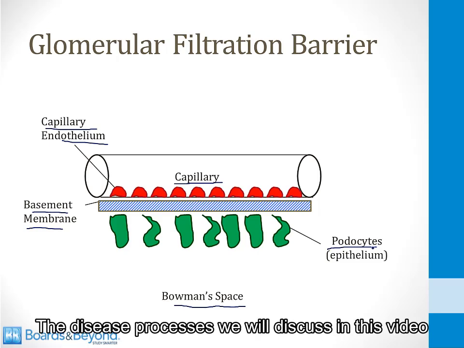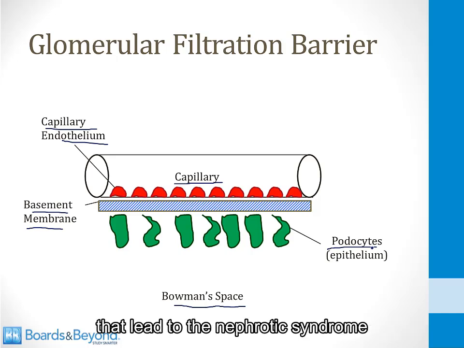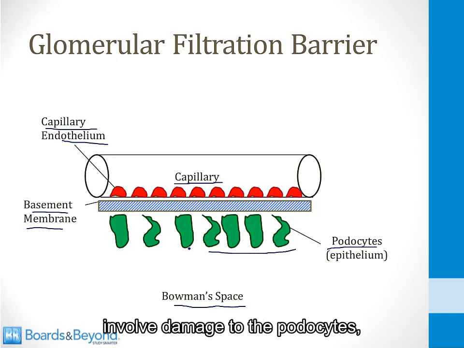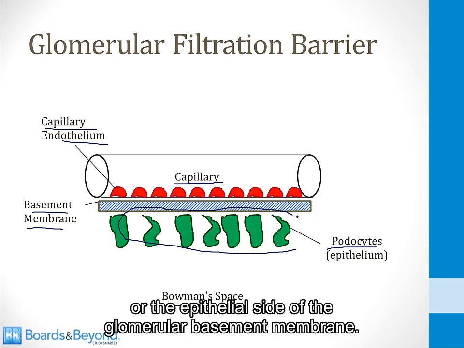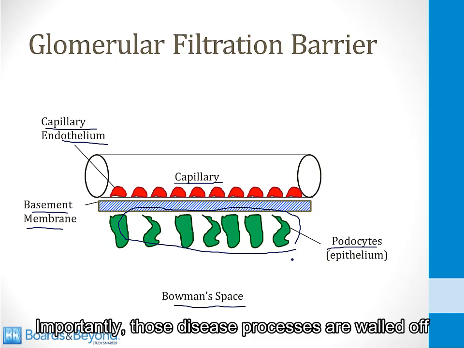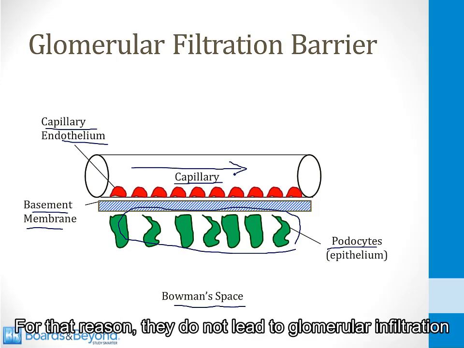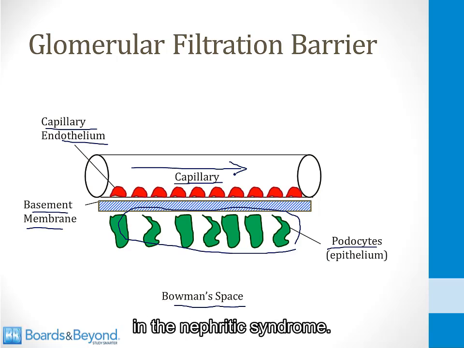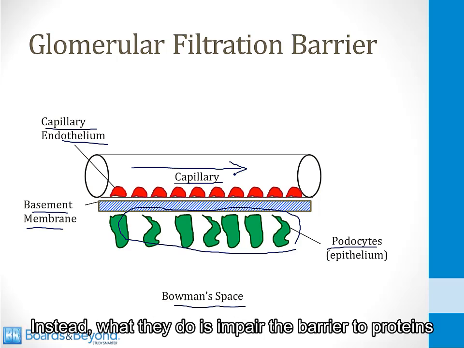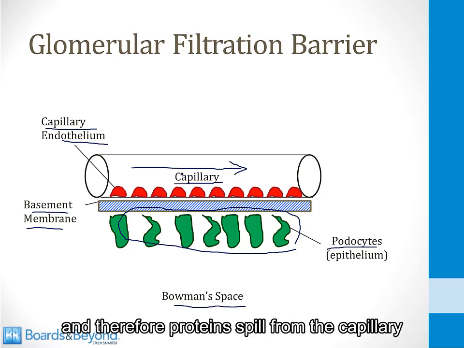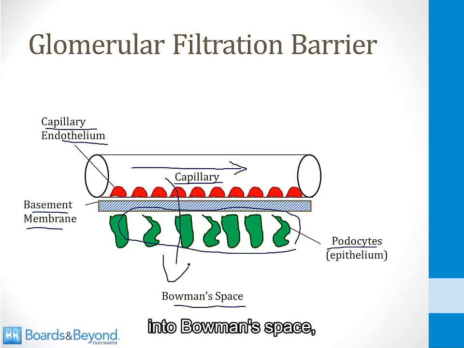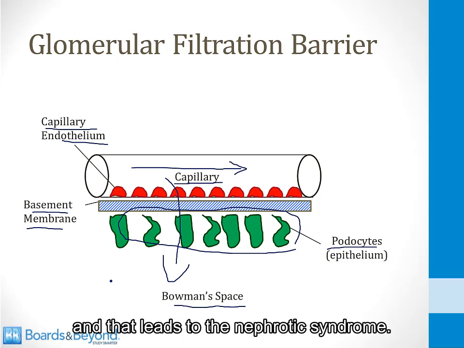The disease processes we will discuss in this video that lead to the nephrotic syndrome involve damage to the podocytes or the epithelial side of the glomerular basement membrane. Importantly, those disease processes are walled off from elements in the blood, including inflammatory cells. For that reason, they do not lead to glomerular infiltration and the nephritic syndrome. Instead, what they do is impair the barrier to proteins, and therefore proteins spill from the capillary into Bowman space, and that leads to the nephrotic syndrome.